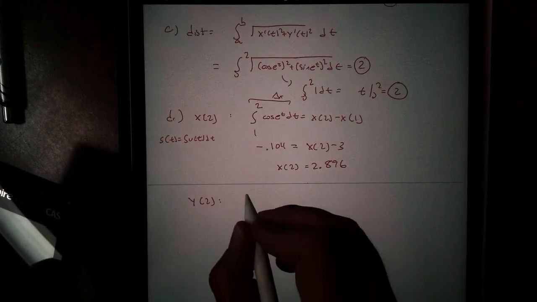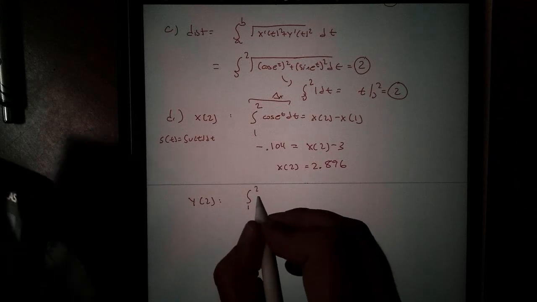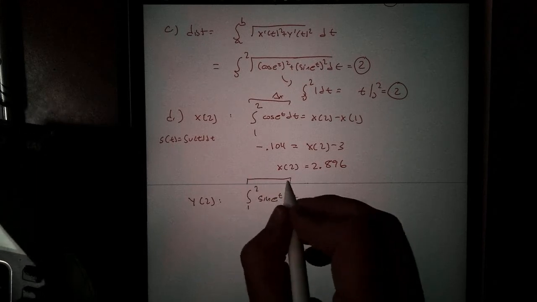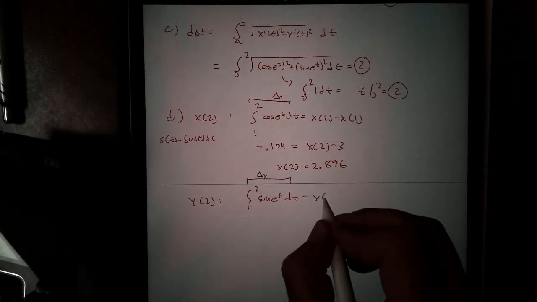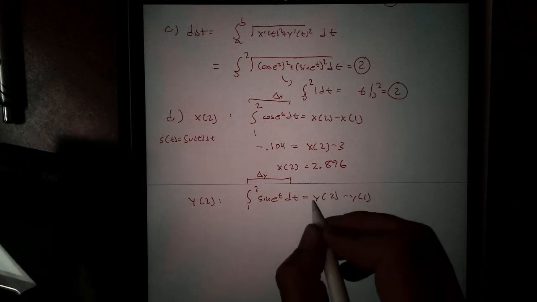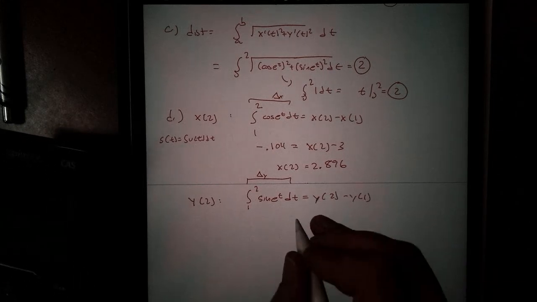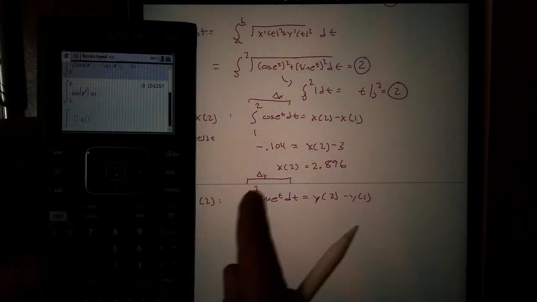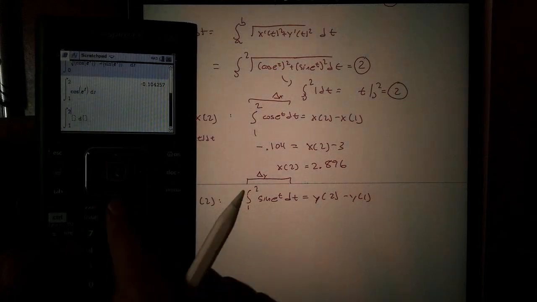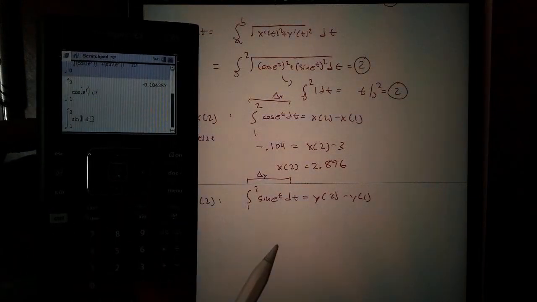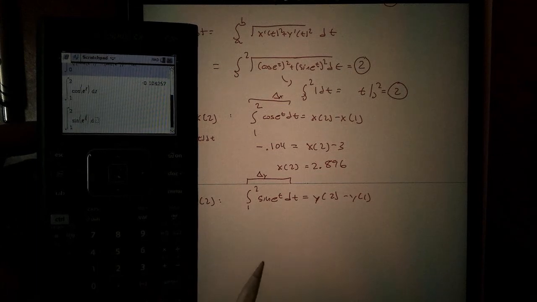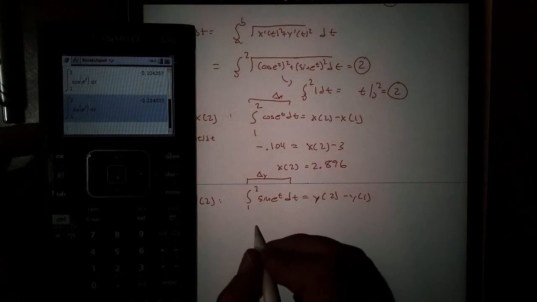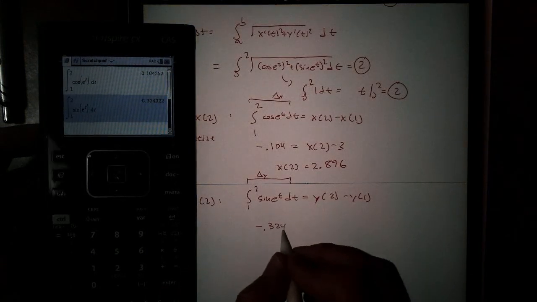And I do the same thing for the y's. Y of 2 would be the integral from 1 to 2 of my derivative for y, sine e to the t, dt. So again, this is my change in my y values. That's going to equal y of 2 minus y of 1. If you use f, f2, f1, we're okay with that, but you should use y, though. And I integrate here again, menu 4.3, did it right that time, 1 to 2, sine e to the t. Since I'm using t, I'll use t again. Press enter. And this time I get negative 0.324.